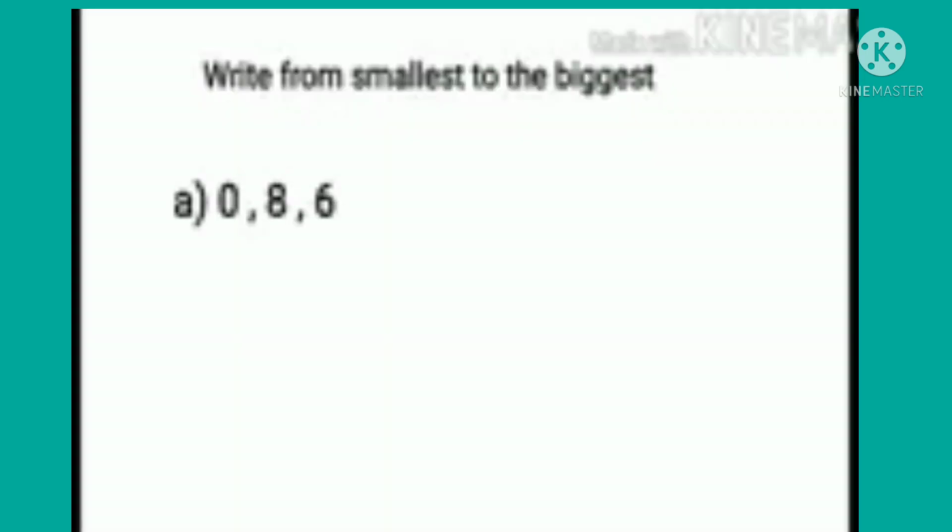Let us do some problems. Let us learn how to write from smallest to the biggest. Now in the first set we have 3 digits 0, 8 and 6. How will we arrange this from small to big? First we will choose the smallest number. Which is the smallest number? 0. Yes, right. Next 6. Then 8. Okay, so we have arranged the number from smallest to the biggest.